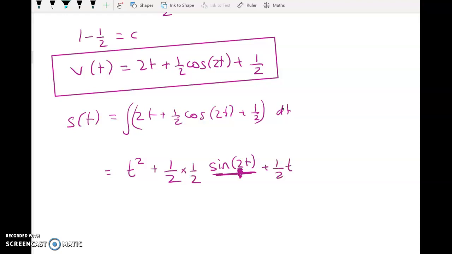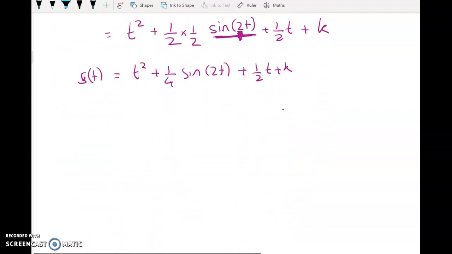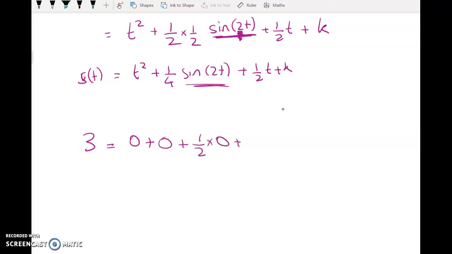Next, we've got plus 1/2 of t, and then we've got another constant. I'm going to call it k. We've got t squared plus a quarter sine 2t plus a half t plus k. So that's my displacement function. And we're told that at the start, t equals 0, it's got a displacement of 3. So we can sub in 3 on the left-hand side. So 3 is equal to 0 plus a quarter of sine 0 plus a half of 0 plus k. So k is equal to 3.